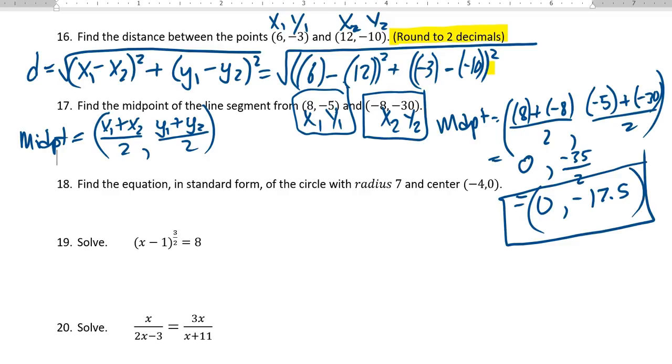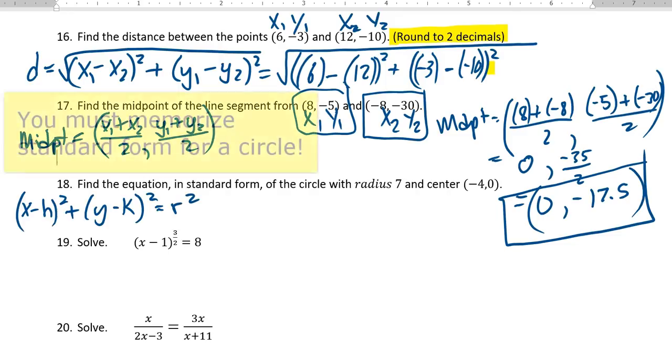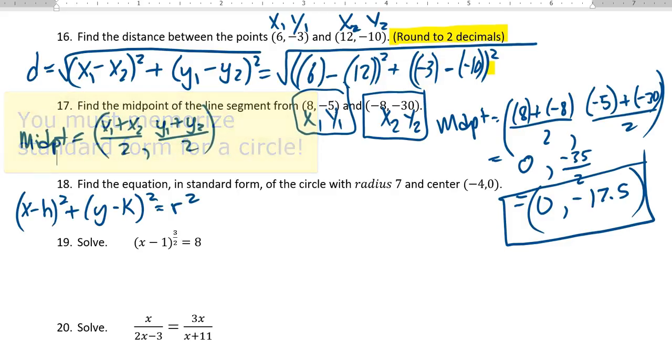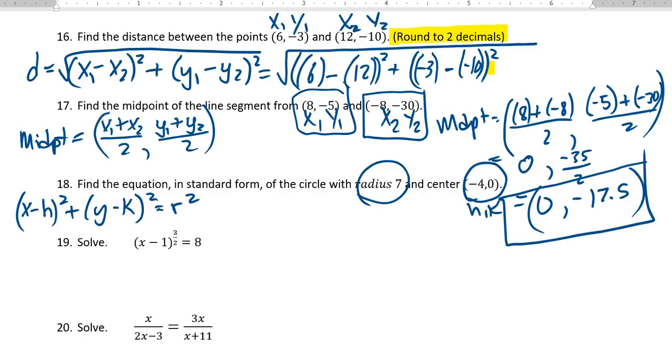Next, find the equation in standard form of a circle with radius 7 and center -4, 0. We know that the equation for a circle in standard form is the quantity x minus h all squared plus the quantity y minus k all squared equals r squared. So we have our center, which is our h and our k. So we can replace h with -4 and k with 0. And we know our radius, r, is 7. So we're just going to evaluate this equation for those values.